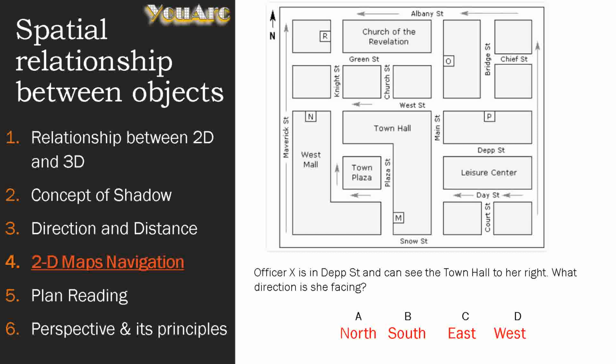Okay, so let's understand. Some officer in that street. That street is here below the P direction. So he can see the town hall on his right. Consider yourself standing there, and you can see the town hall on your right side, which means you're facing downwards. Downwards means, as we see the north point facing top, the down will be south. So that particular officer is facing south. Okay, let's move on to the next question.